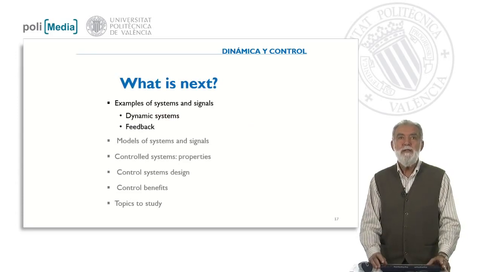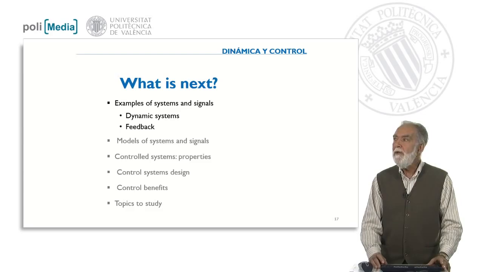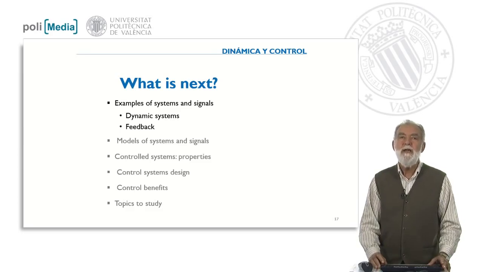Of course, we are going to start with the first module. Then we will see examples of systems and signals, dynamic systems and feedback, and we will see the variety of systems and the variety of signals that we can find in reality, in nature, and also in human-made systems. Well, that's all for today.